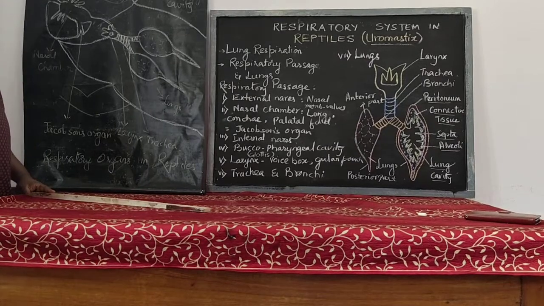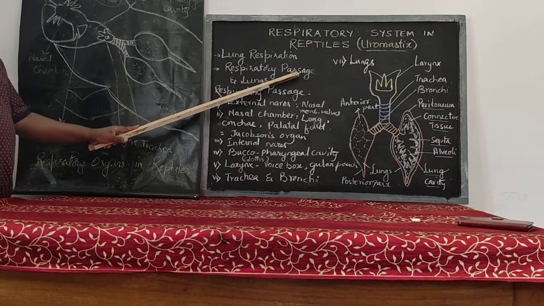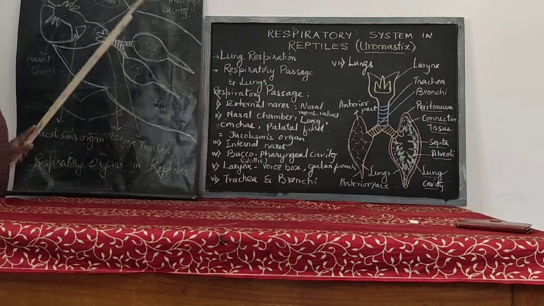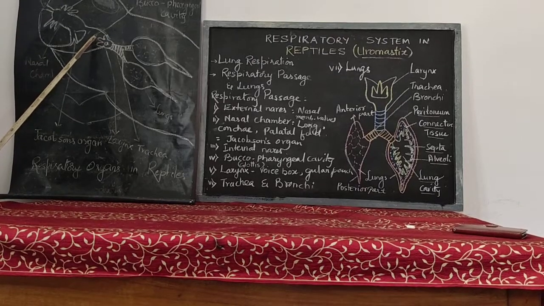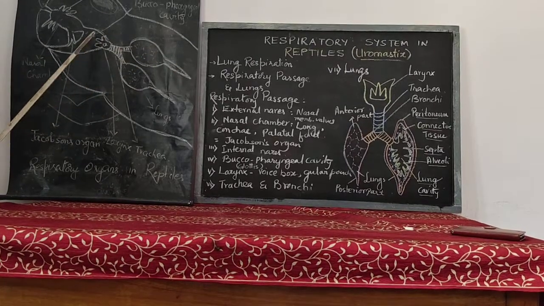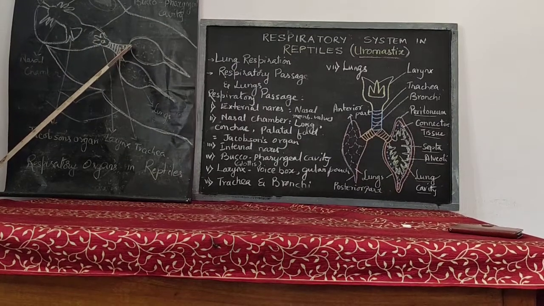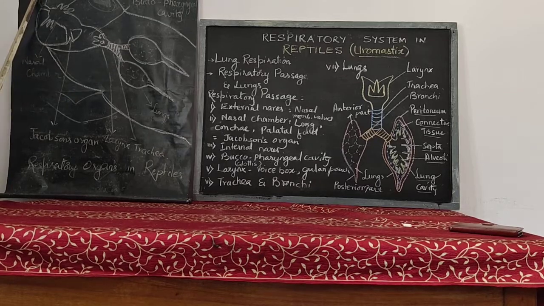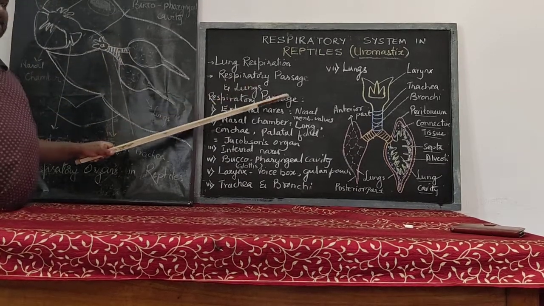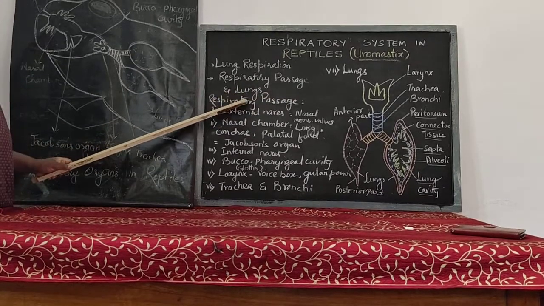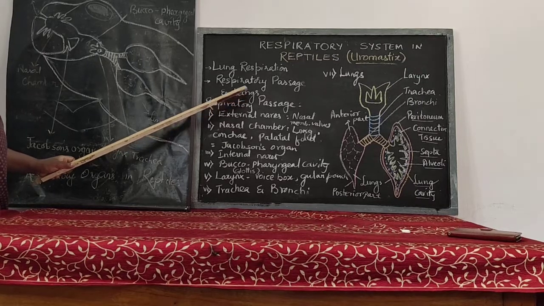The lung respiration includes two major parts, namely the respiratory passage, that includes the nasal passage, which starts from the external nares to the region of the buccopharyngeal cavity. The second part is the respiratory tract, which continues from the buccopharyngeal region to the bronchi. So the complete portion starting from the external nares to the bronchi is called the respiratory passage. The second part it includes is the chief respiratory organs called the lungs.